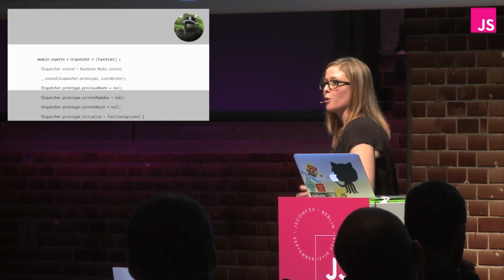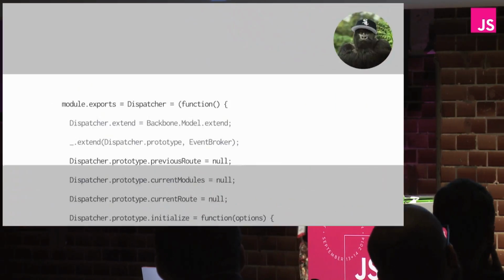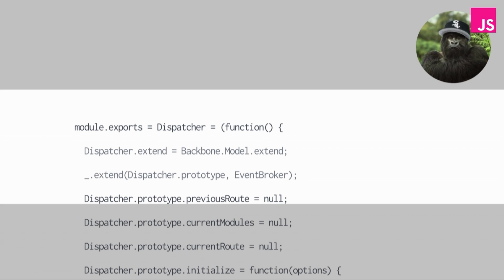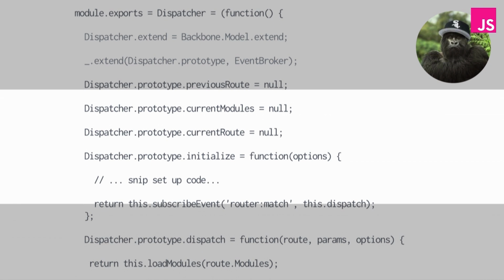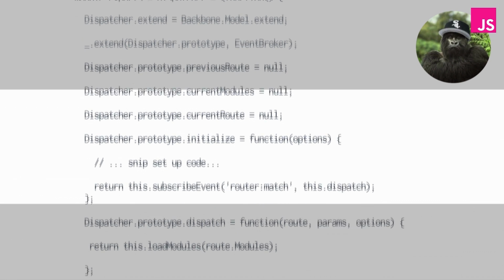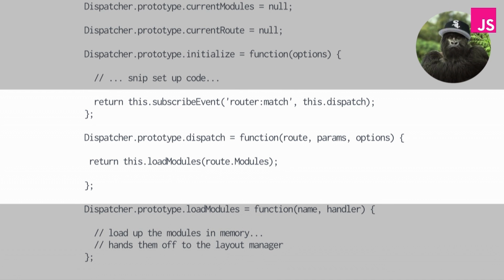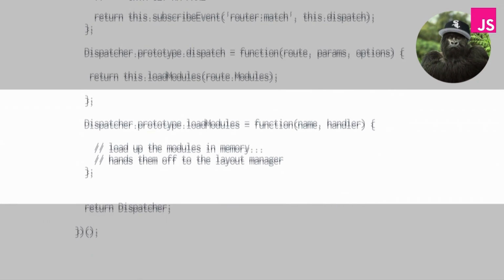So I've taken this code from a library called Chaplin.js. Has anyone heard of Chaplin.js? A few less hands. Another library I would really recommend you busting open the source code for, because it's got some great patterns. And one of the things that it has is a dispatcher. And I've cut this down a little bit to get to the key points. But it describes the previous route, the current modules, and the current route. And then when you create the object, it subscribes to the event route.match. And when it hears that, it basically is going to load the modules.